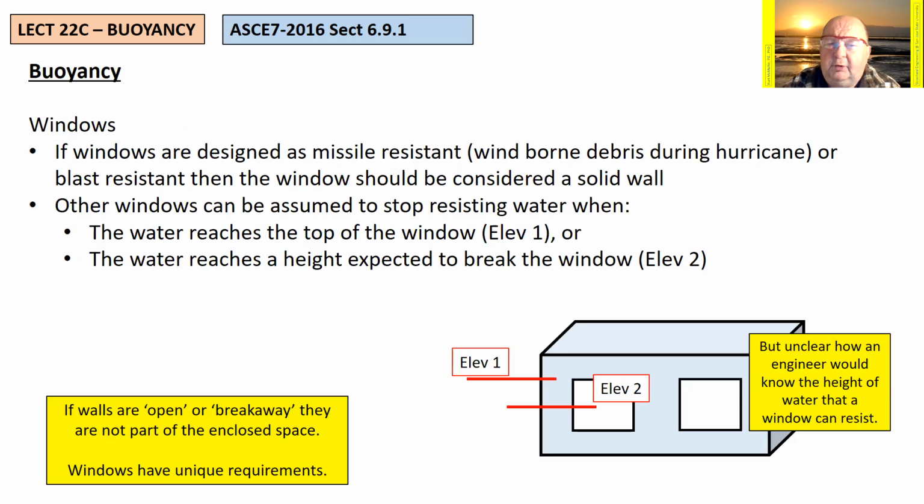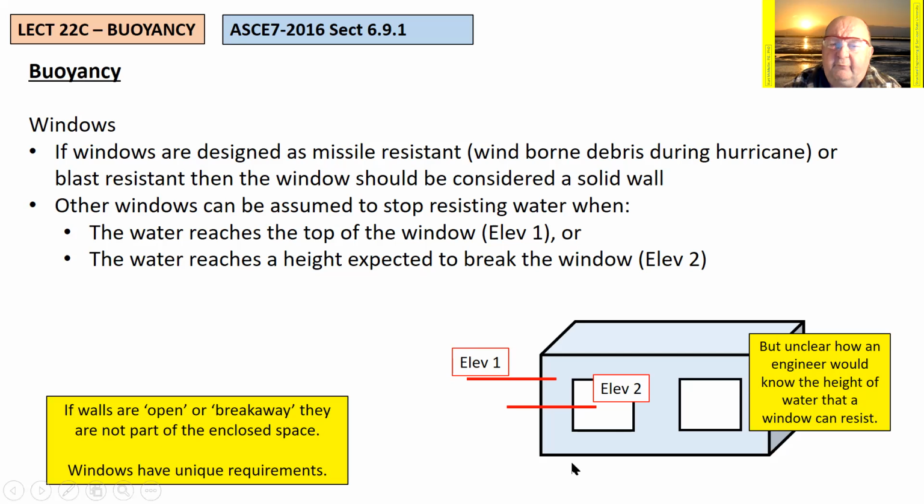Now, as far as windows, windows can be of different materials of glazing. Some windows are actually designed to be missile resistant, especially in hurricane locations where we don't want debris from a hurricane blowing through the window. The building may be covered with window glass, which is either designated as missile resistant or blast resistant. If that's the case, then I really need to consider those windows as being solid walls. We don't expect the water to be able to break them.